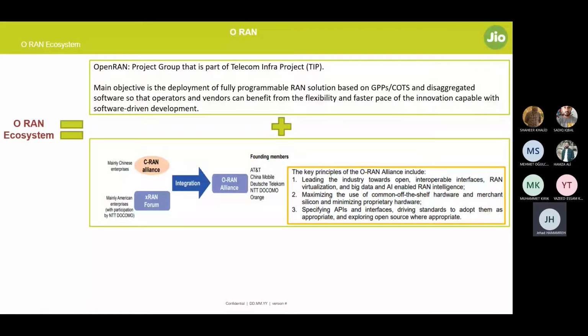This is Open RAN. We have the current ORAN, the ORAN Alliance, which was composed of two different alliances: the CRAN Alliance, which I think has mainly Chinese enterprises, and the XRAN Forum, which has mainly American enterprises. The integration of these two alliances ended up generating the Open RAN Alliance. And the founding members of this alliance are mostly operators, including AT&T, China Mobile, Telecom Entity, Docomo, and Orange.